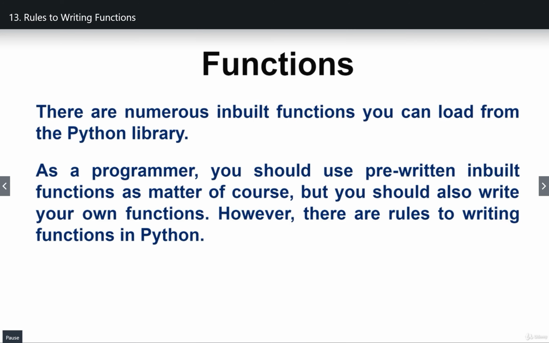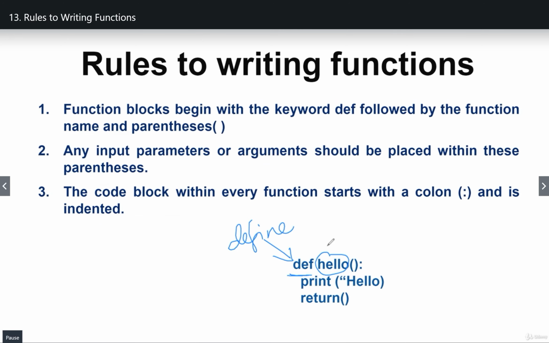The first rule to creating your own function is to start with the keyword def. This keyword is a way of telling Python that you are defining or creating your own function. The next step is to write the name of the function. Here we've got the name being hello.